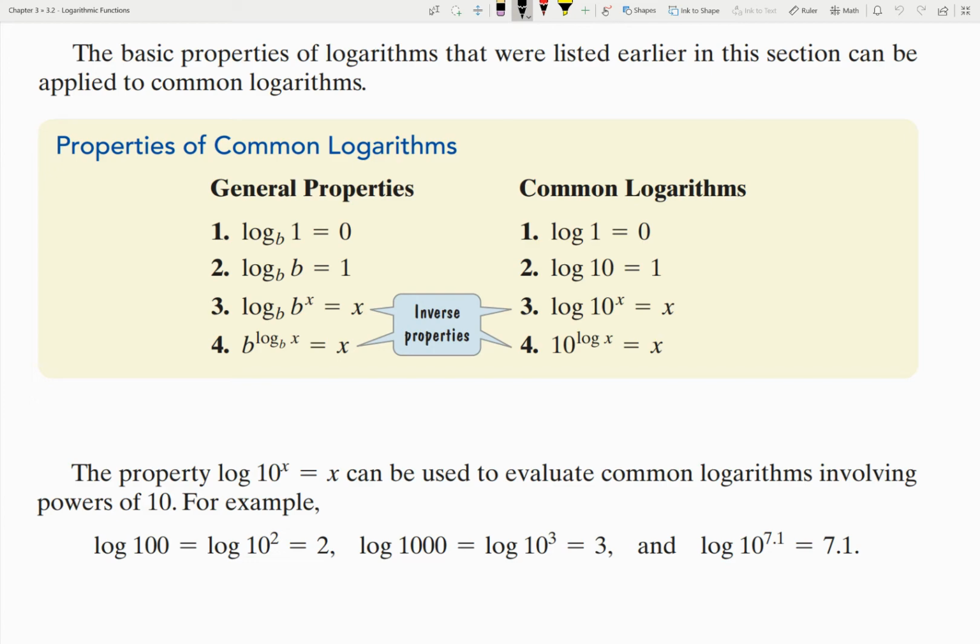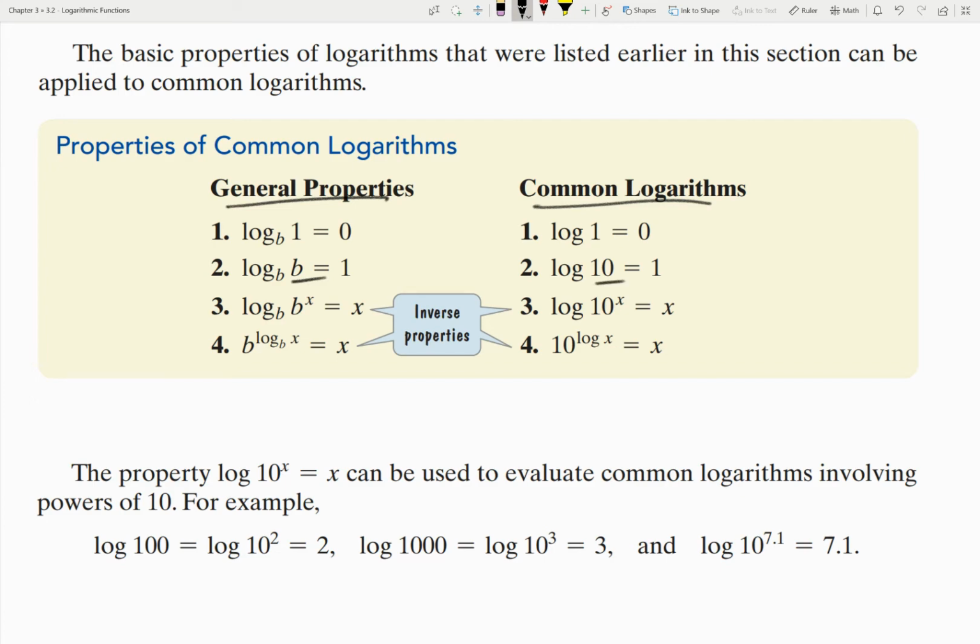can also be applied to common logarithms. So here on the left are the general properties. Here's what they look like with common logarithms. You see, it's just the same thing, except instead of putting a base b, I just leave it blank because it's base 10. Okay? And now I can be specific with these numbers, right? Because we're using a specific base.